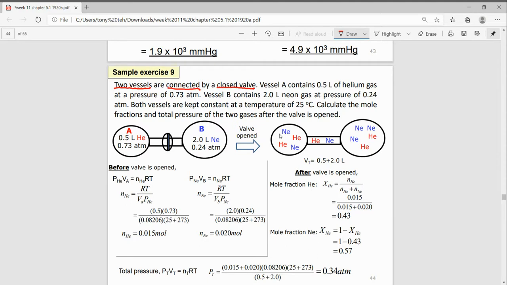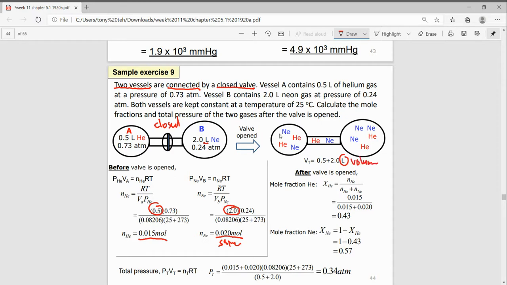Okay, so before the valve is open, when this is closed, the number of moles of gas is confined to 0.5 liter only, so you get the number of moles. Then for neon gas, it is confined to 2.0 liter, and then we get the number of moles. We must remember the moles of gas before and after the valve is open remain the same. The only thing that changed is the volume.